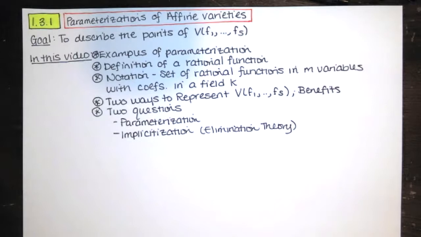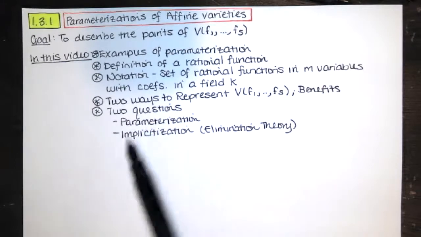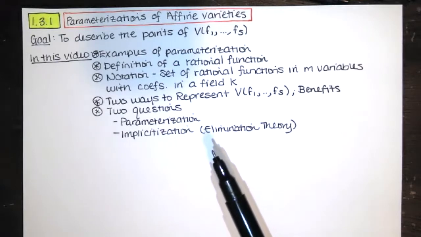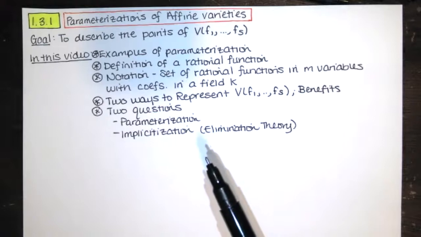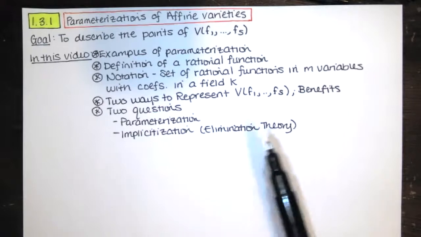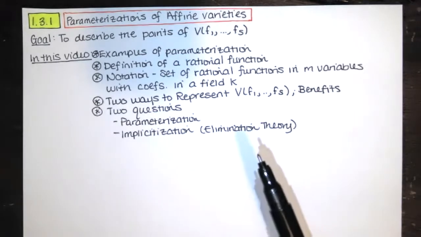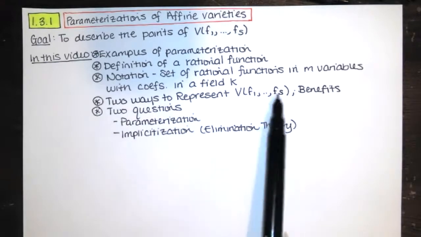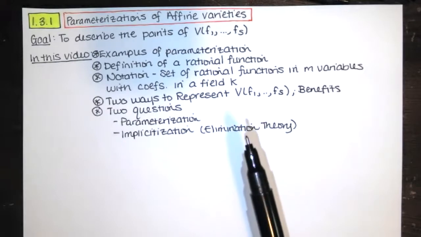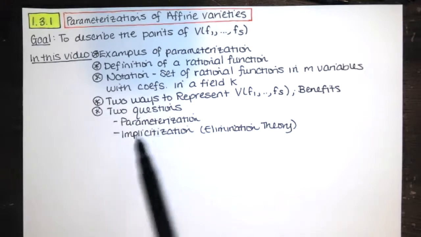And then we'll talk about two questions related to this idea of parameterization. One question is about parameterizing in the first place, and then one is about implicitization, or elimination theory. So this idea is if you have rational functions or polynomial functions for a number of variables, the question is, can you find the original functions f sub 1 through f sub s? So this is kind of going in one direction. If you have these, can you always find the rational parameterization? And this is going in the other direction, right?